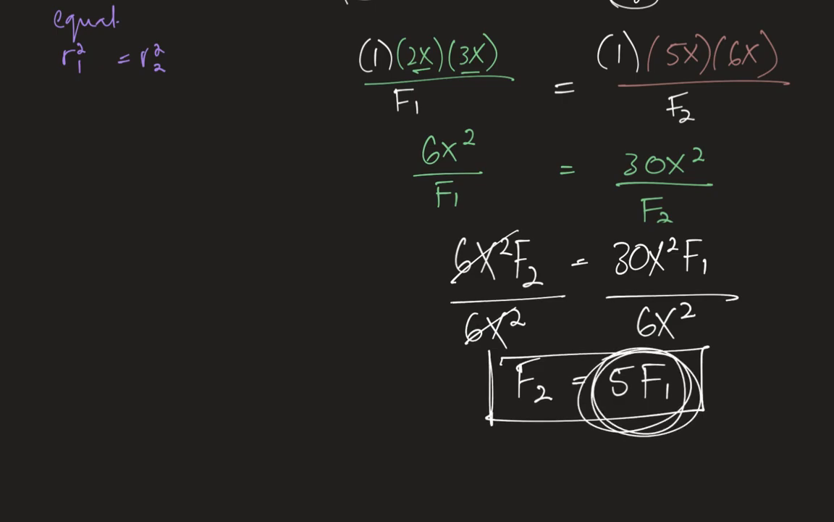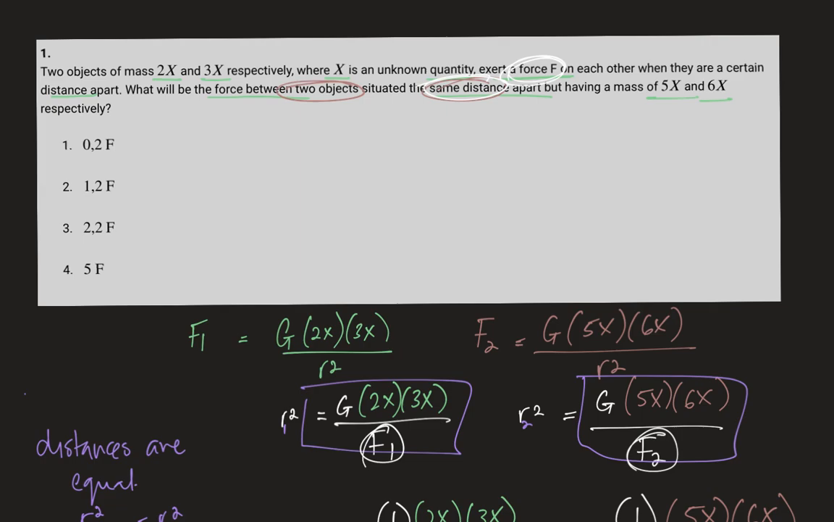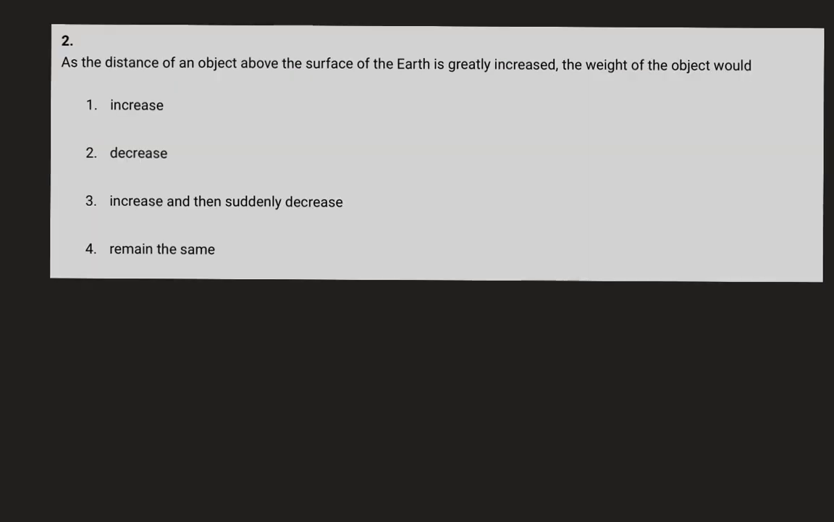So I need to go into my multiple choice and have a look at which is the correct one. So it can't be 1, 2, 3, and my answer is number 4. So the answer is 5f. And that's how you get to your answer. So you've got to sit and go through these. Sometimes it's in multiple choice, other times it's just straight up there. Have a look at the next one.